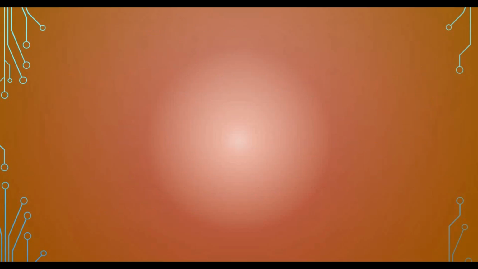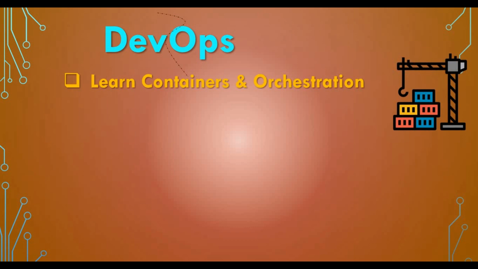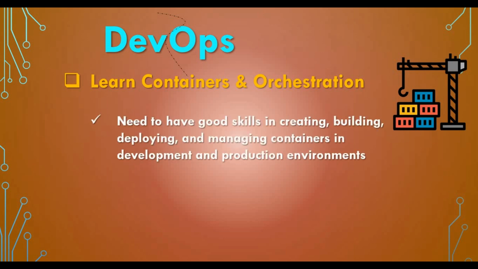Okay, let's move on to the next topic. So we spoke about Git, we also spoke about Jenkins, other continuous integration tools, and build tools like Maven and everything. The next thing you need to focus on is learning containers and orchestration tools. So what do you mean by containers? Docker is a container, so that's the main one. You need to have good skills in creating, building, deploying, and managing your containers to deploy to your production or your staging environment.